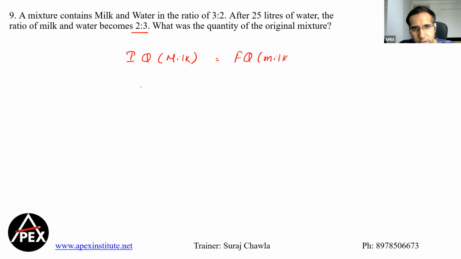Now let me assume the total initial quantity is x. So 3 by 5 of x is equal to the final quantity, which becomes 2 by 5 of x plus 25. One short answer. Clear, guys? How many of you did just this one step?